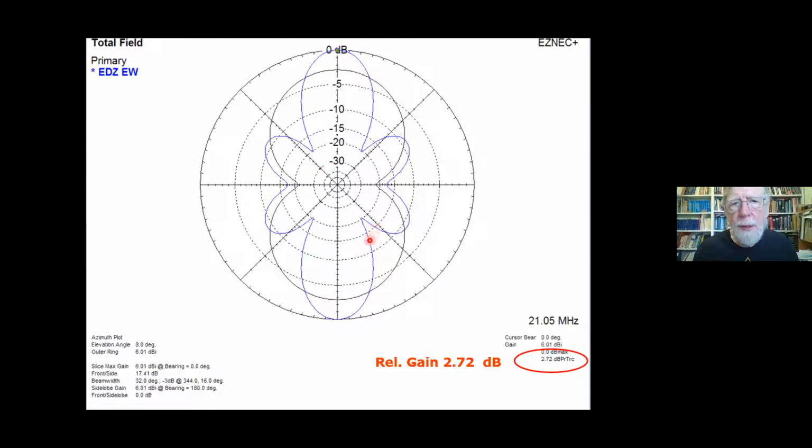Again, the extended double ZEP is the blue one and the dipole is the black one. And now they're being modeled at the same height. And if you look at the relative gain at the pattern maximum, which is up here or down here at the bottom, you see the difference. EZNEC will tell you the difference between the two of 2.72 dB.